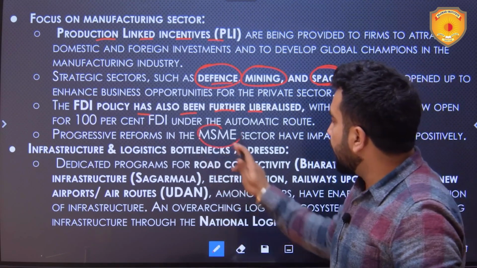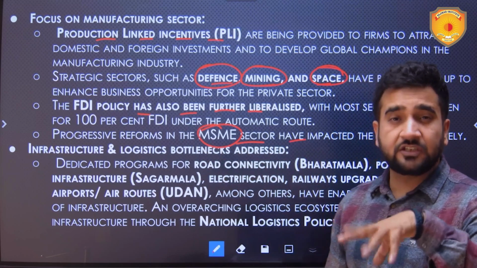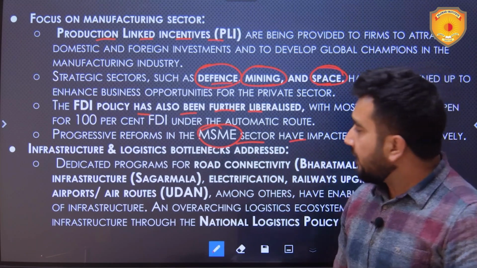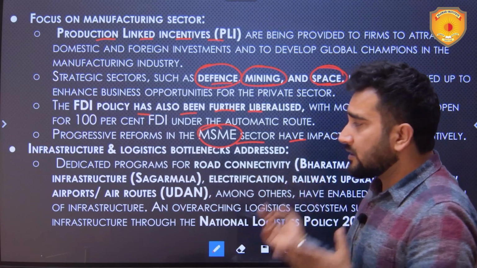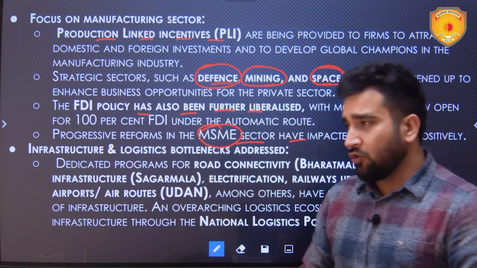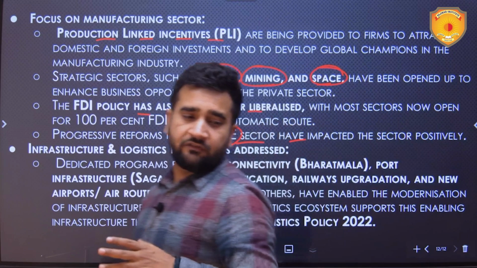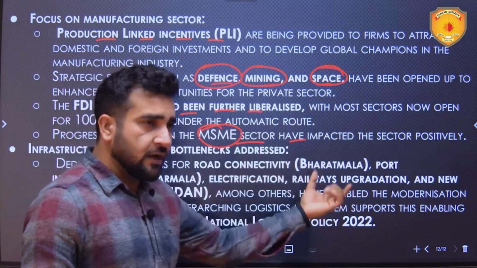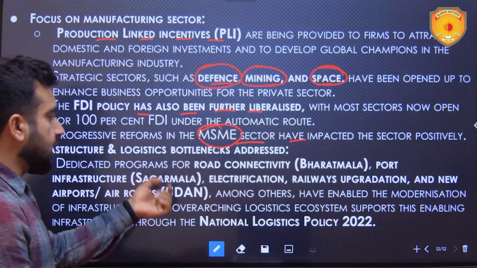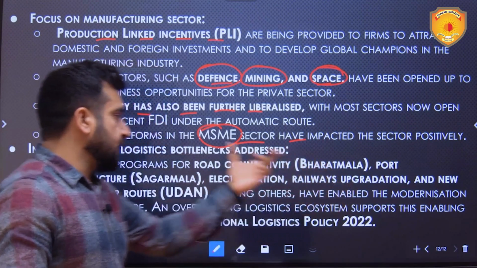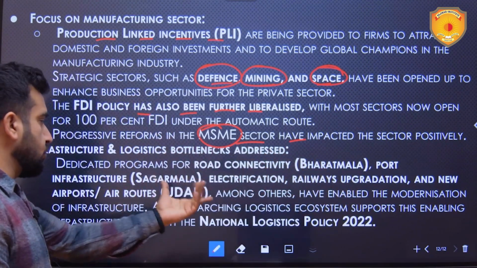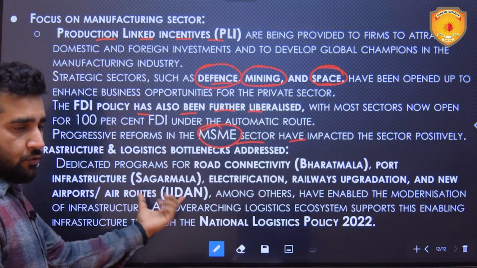Progressive reforms in the MSME sectors have been done, which has increased its productivity. Then infrastructure and logistics bottlenecks, they are addressed. So we know about the infrastructure development in the country. If I talk about road connectivity, we have Bharatmala, port connectivity, we have Sagarmala, electrification, railway upgradation, and new airports, air routes. They have been formed under Udan.